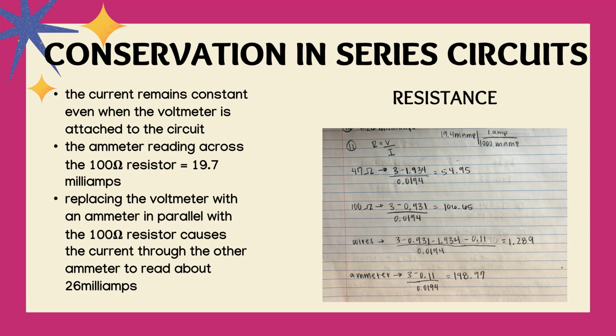Now moving on, just to go over some things in the lab, the current remains constant even when the voltmeter is attached to the circuit, and the ammeter reading across the 100 ohm resistor is 19.7 milliamps. However, replacing the voltmeter with an ammeter in parallel with the 100 ohm resistor causes the current through the other ammeter to read about 26 milliamps. And then to the right, I have some calculations that we did to calculate the resistance of each circuit element. As you can see, we're just, again, using V equals IR, but rearranged.